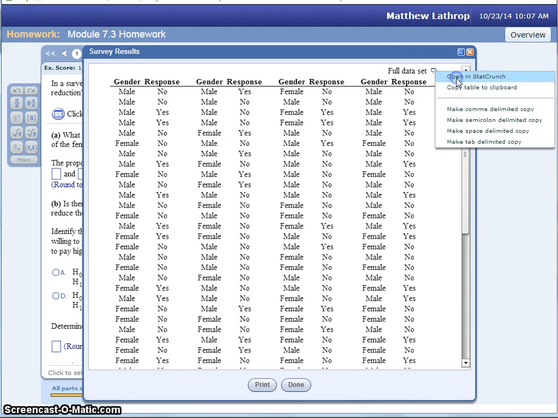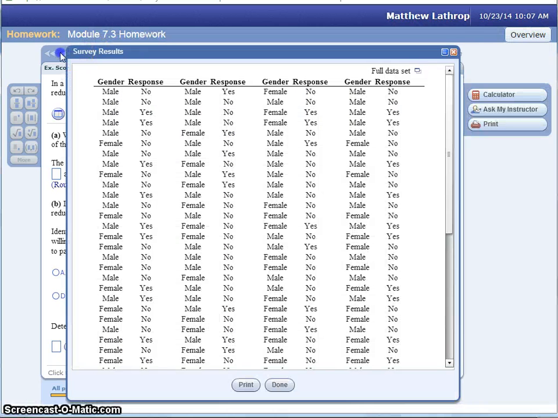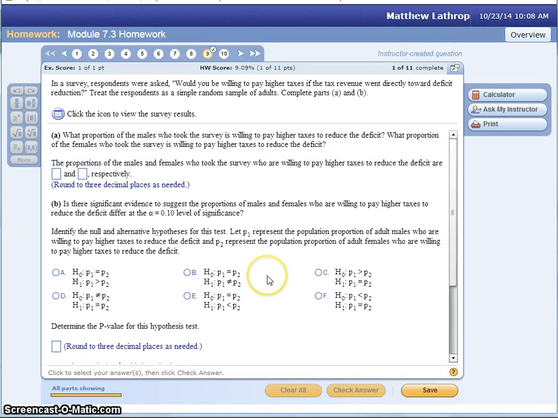So what we can do is open this up in StatCrunch. And then we technically have two different ways to proceed. One would be to go through this list of data, find how many males responded, find how many females responded, how many males picked yes, how many males selected no. But that's going to be a very time-consuming process.